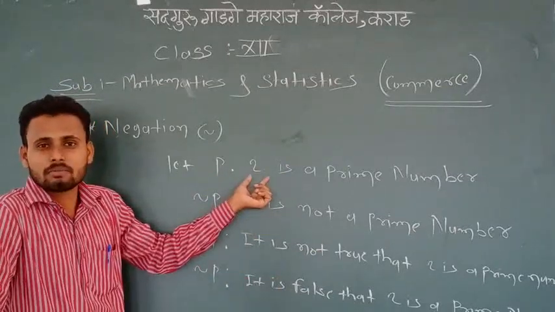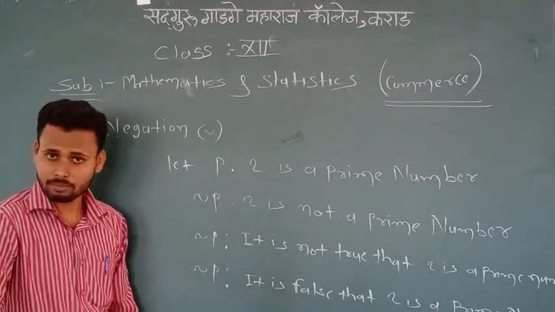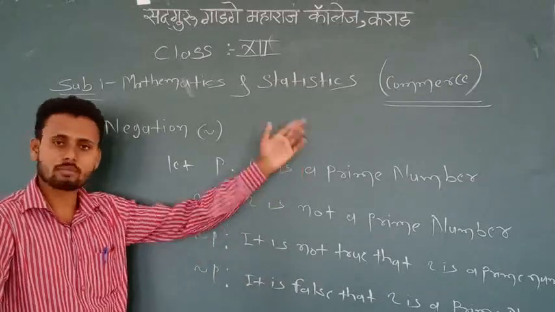2 is not a prime number, or it is not true that 2 is a prime number, or it is false that 2 is a prime number. All these are the negations of a statement P.